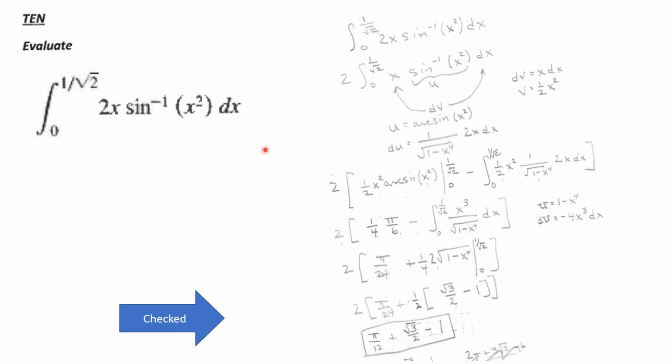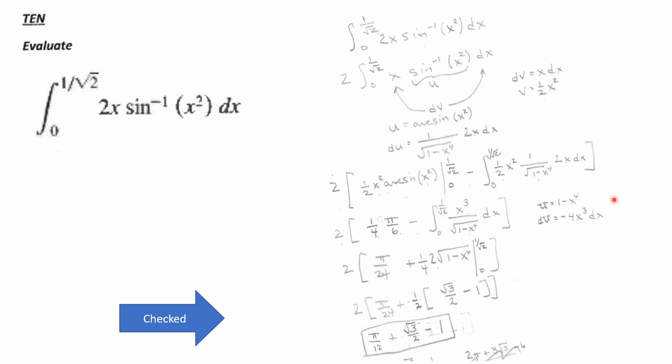Here, this is going to be integration by parts. You let u equal arc sine of x squared, so du is 1 over the square root of 1 minus x to the 4th times 2x dx, and dv is going to be x dx. That means that v is going to be 1/2 x squared. So you do integration by parts. The 2 is on the outside of the integral, so this is uv minus the integral of v du. And you calculate the integral.